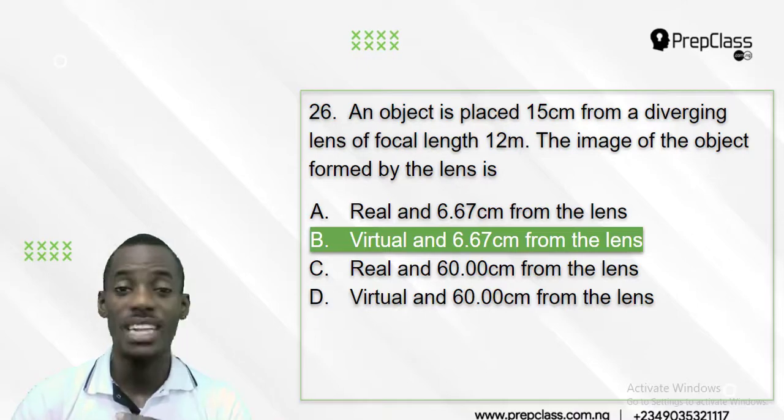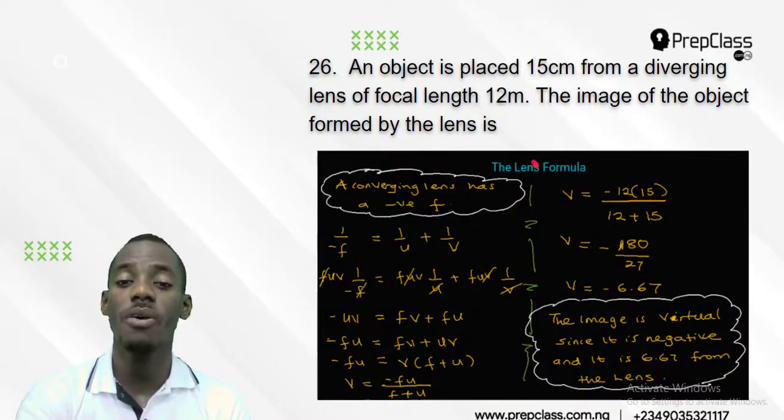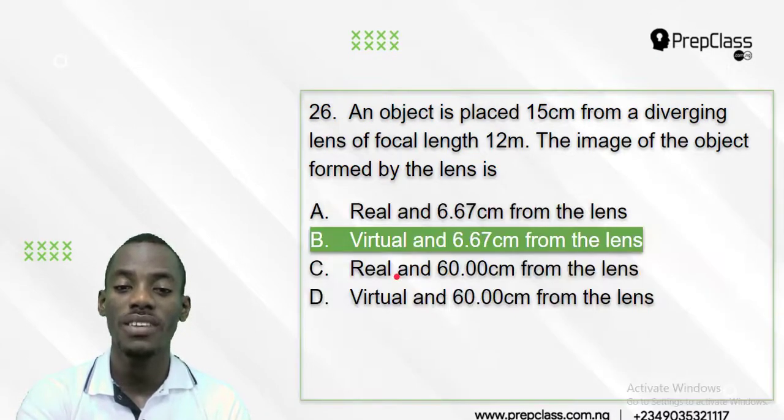Now don't forget that it's very important that the ultimate formula for mirror is 1 over F equals 1 over U plus 1 over V. But if ever you are told that something is diverging, it will become negative for F. Please take note, it is crucial and very important. And that brings us to the end of number 26.